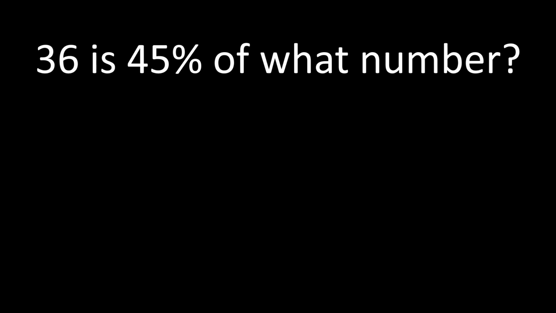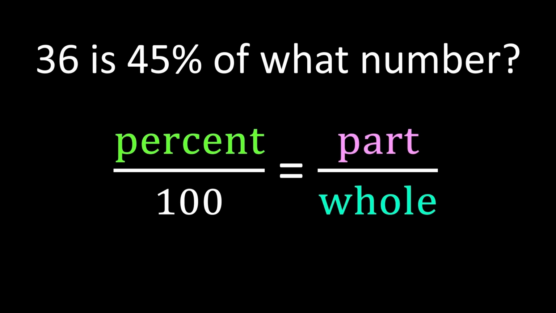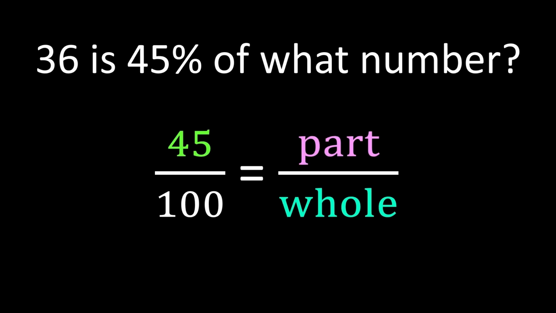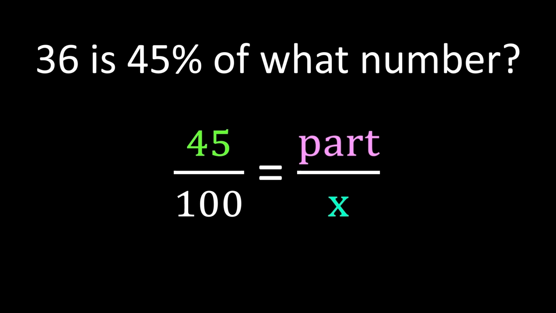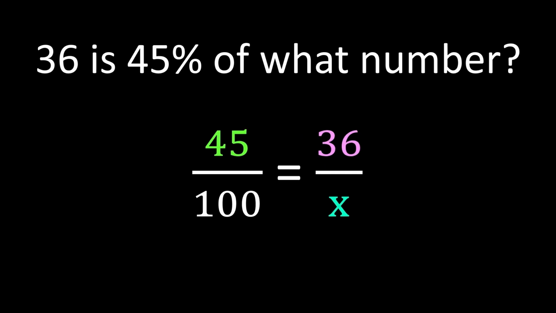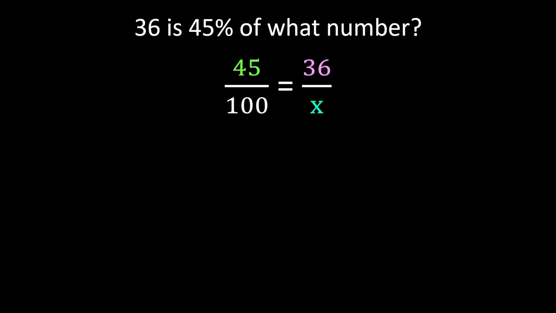36 is 45% of what number? And we're going to solve this using a proportion. So that's percent over 100 equals our part over our whole. 45% is what we have. So 45 is going to go over 100 equals, so we're taking 45% of a number. We're taking 45% of a total number. So our variable, what we don't know, is going to be the whole. And 36 is 45% of that number. So 36 is our part. So now we're solving the proportion 45 over 100 equals 36 over x.